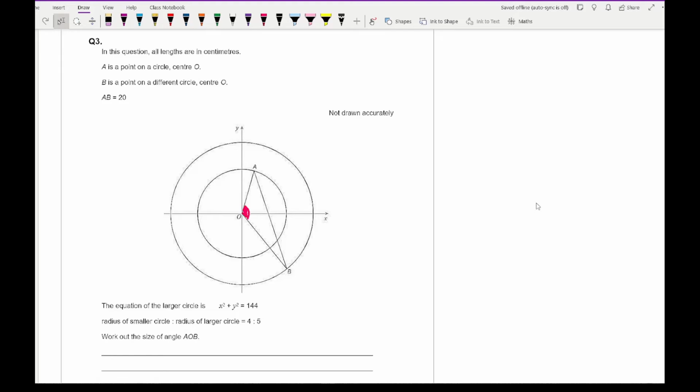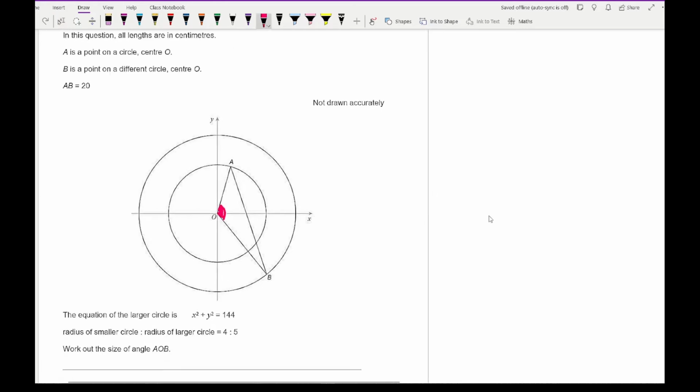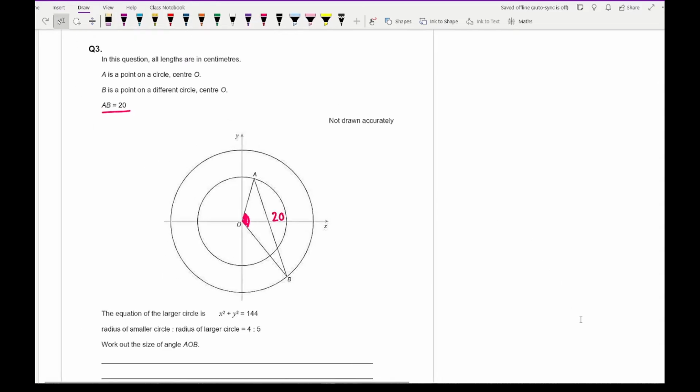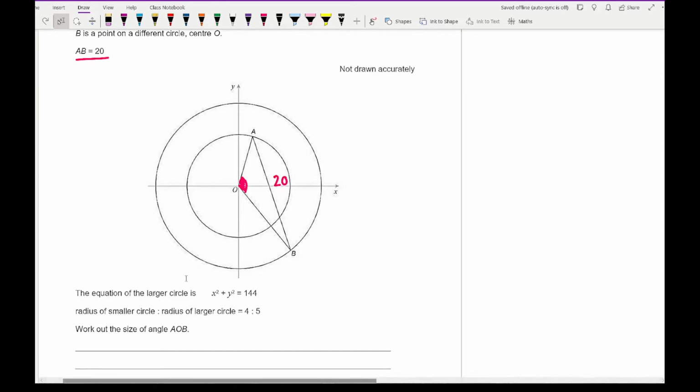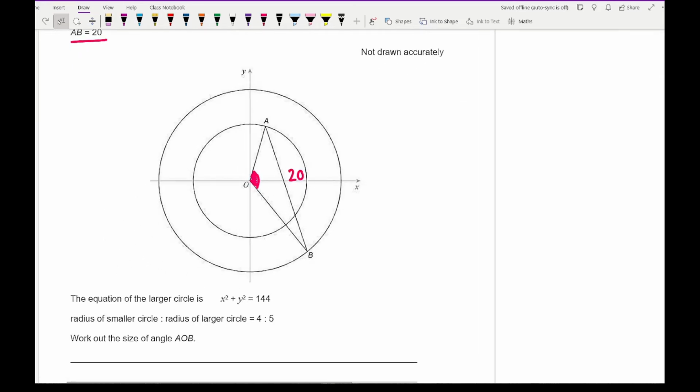So this is the angle that we need to try and find. In order to find that angle, we need to know what all 3 sides of that triangle are going to be. Let me just zoom in a little bit. We know that this is 20, because it tells me there. Let's have a look at what the other information tells me. In the equation of a circle, this 144 is the radius squared, so that means that the radius is going to be 12. It can't be plus or minus 12, because we're dealing with length. So that's the radius of the large circle, so OB is going to be 12.